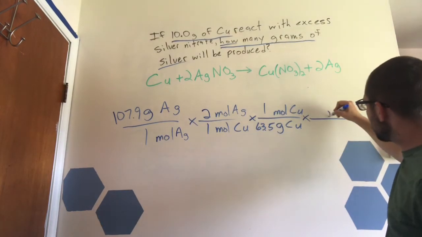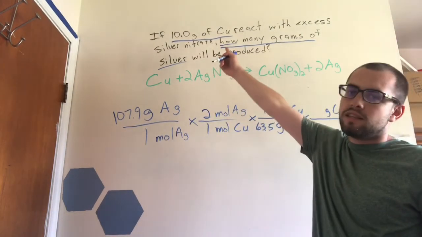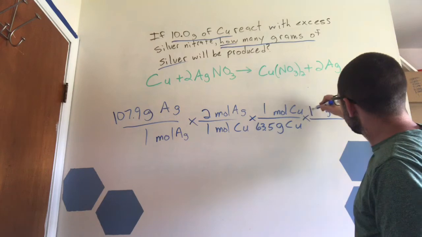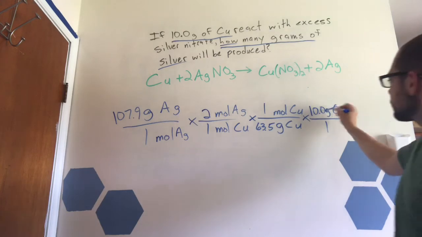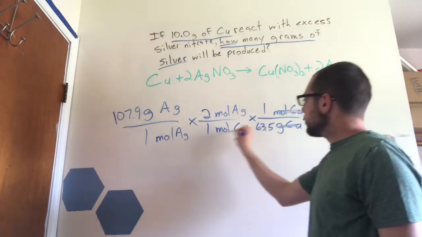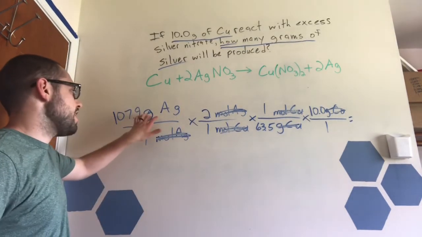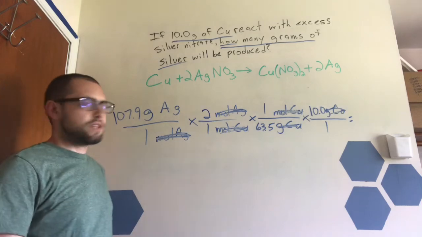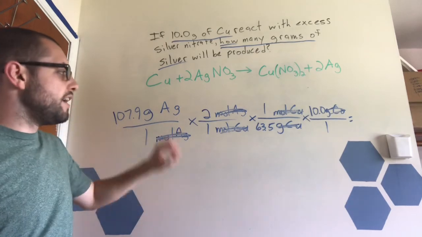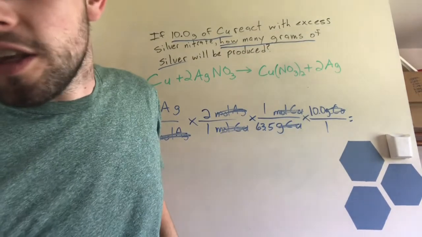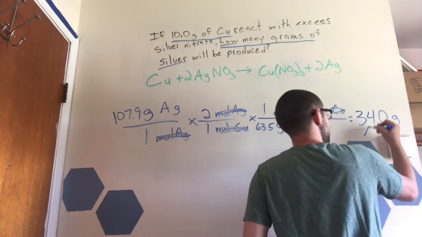I know that I need to cancel out these grams of copper. Where am I going to find those grams of copper? It's the 10 grams that I started with. All my units cancel out. Grams of copper, moles of silver. The only unit that I have left is grams of silver. And that's good, because that's what the problem asked for. How many grams of silver? I would multiply and divide, and my final answer here is going to be about 34.0 grams of silver.